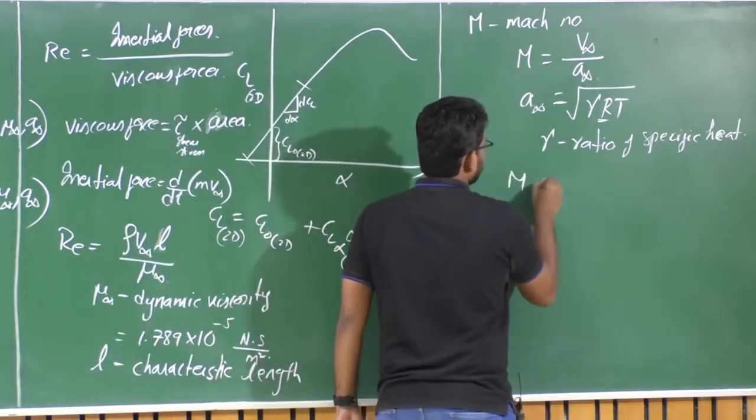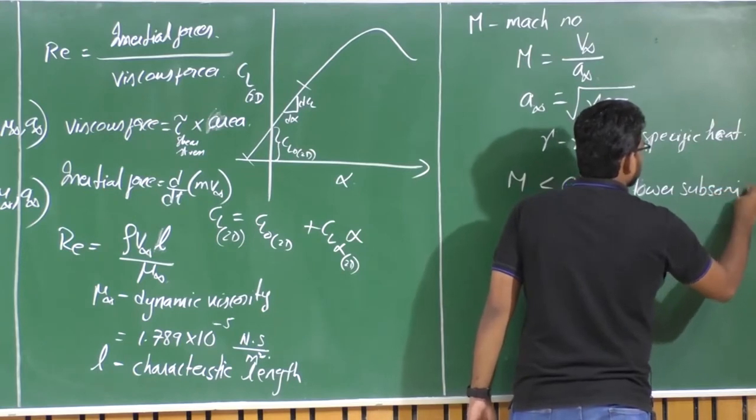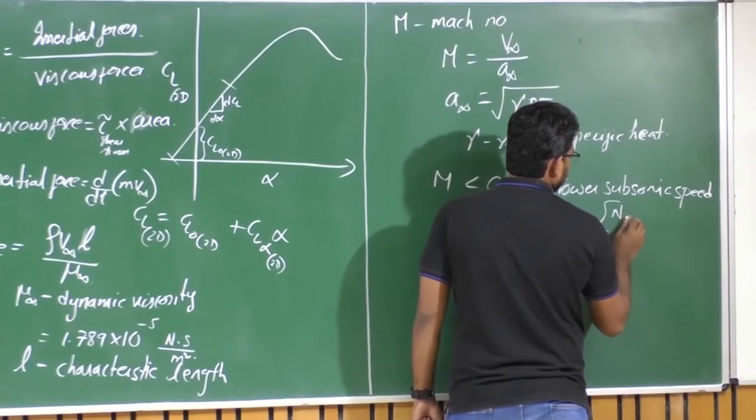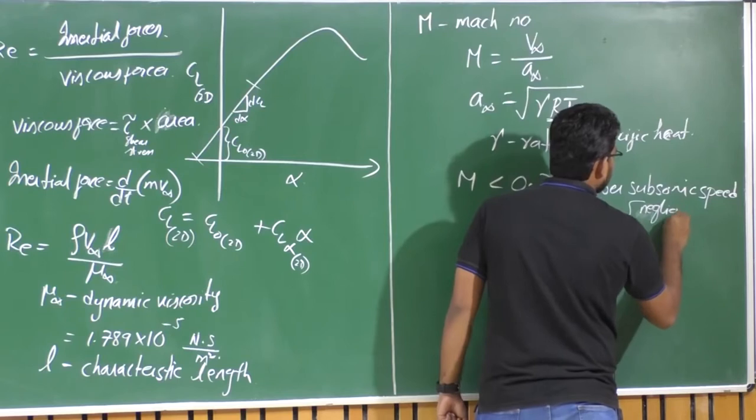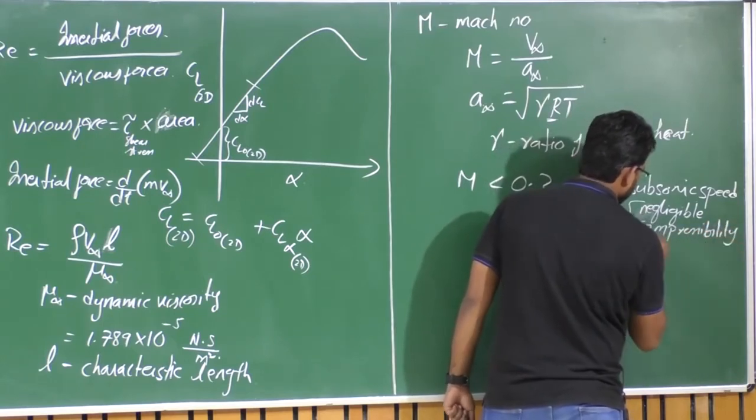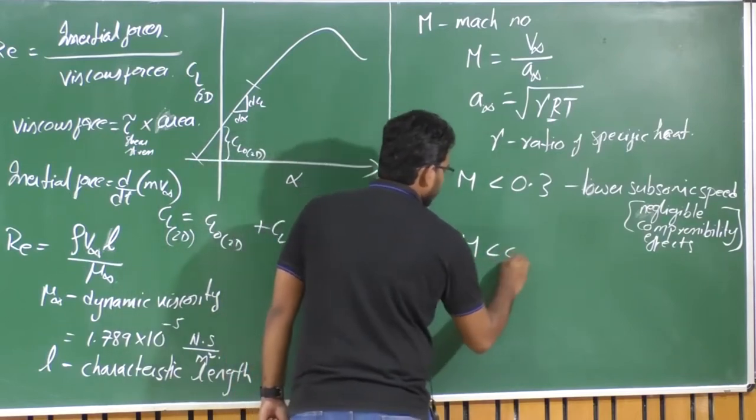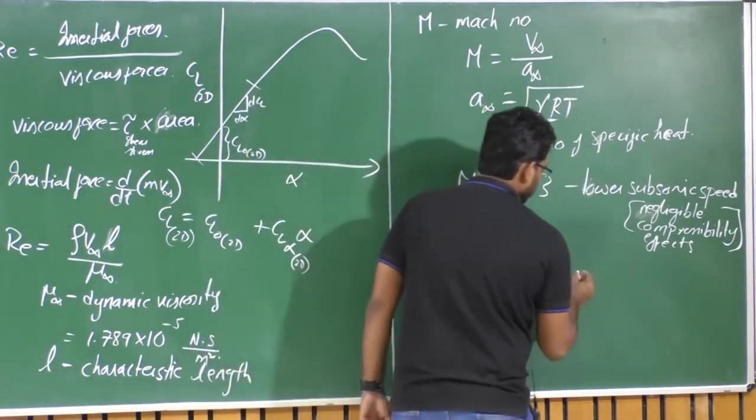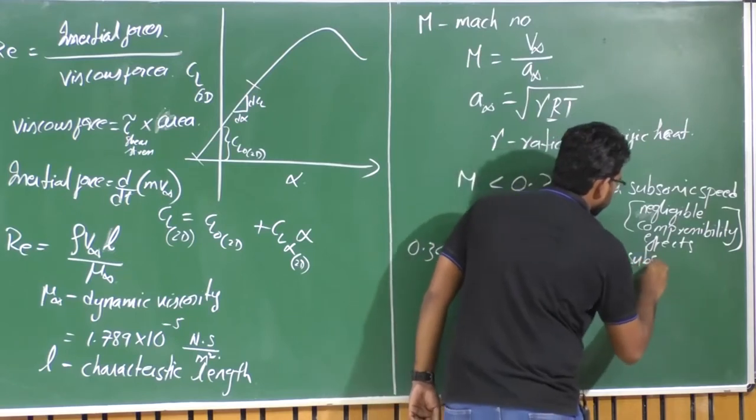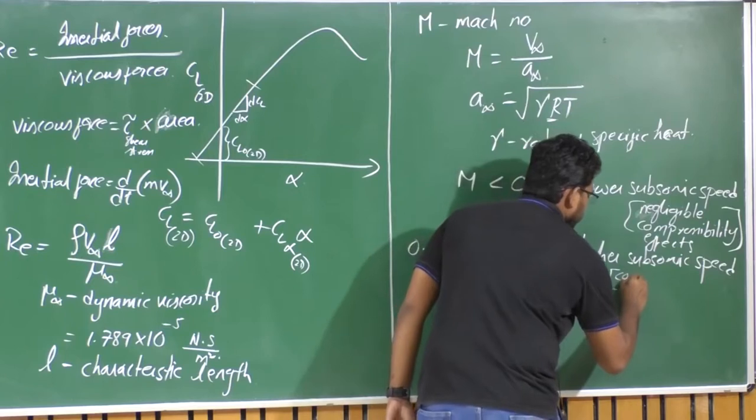So if you are moving at a Mach number which is less than 0.3, we call it low subsonic speed. So this is like negligible compressibility effects. When you are moving at anything less than 0.8 Mach number and in between 0.3 Mach number, this particular velocity corresponds to a higher subsonic Mach number, higher subsonic speed, which is where the flow is dominated by compressibility effects.